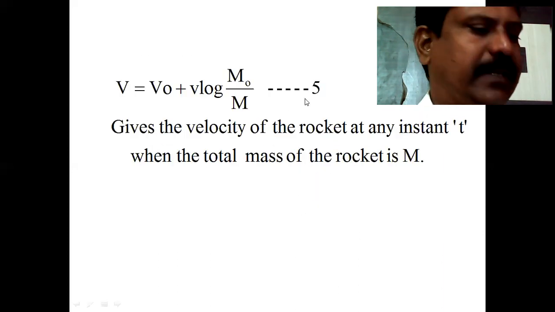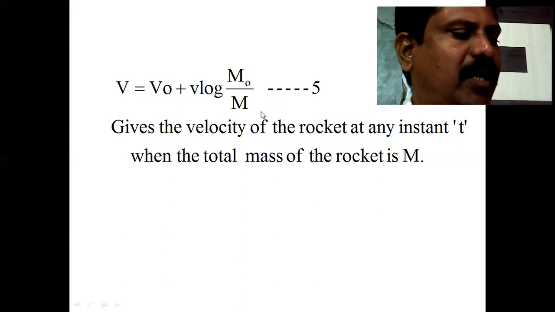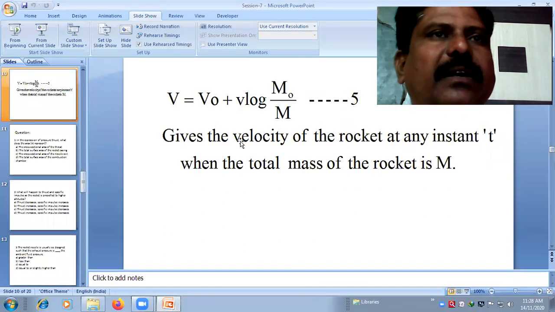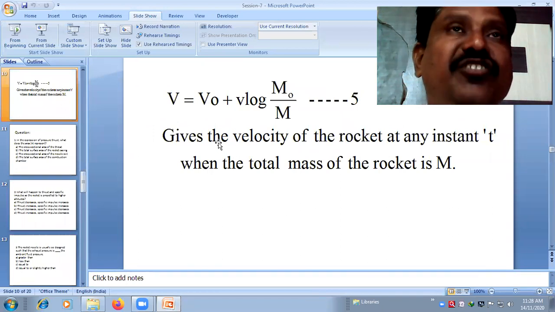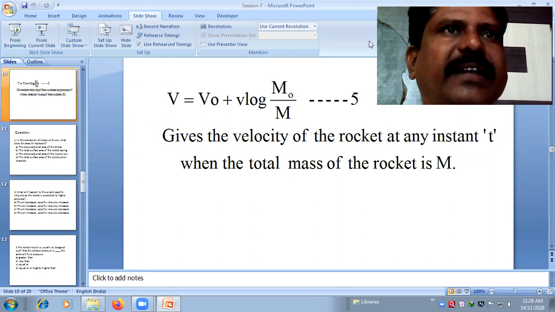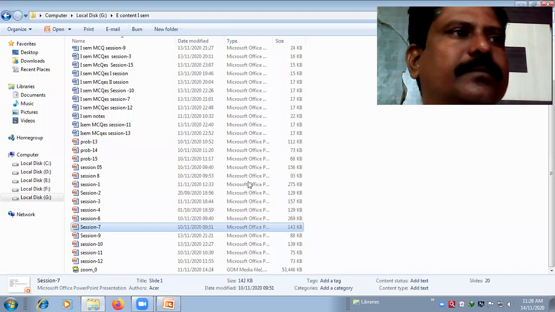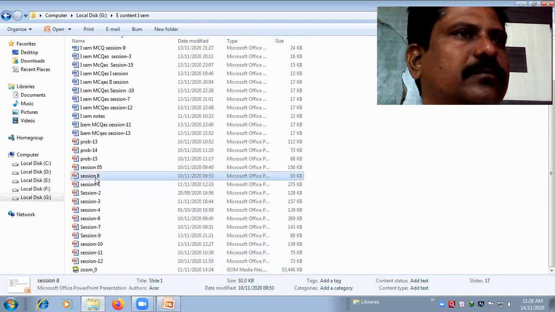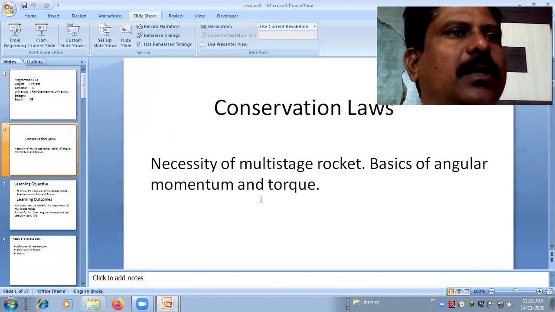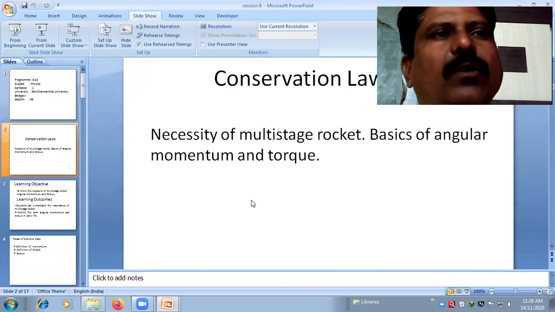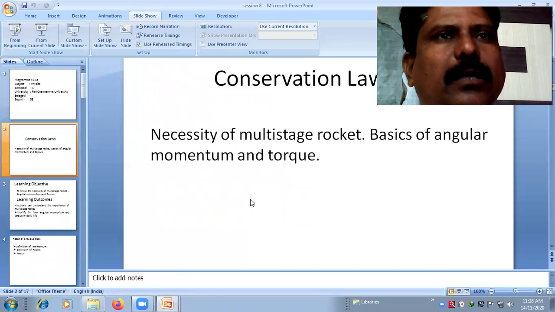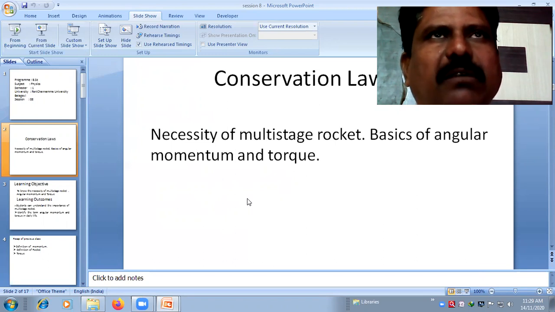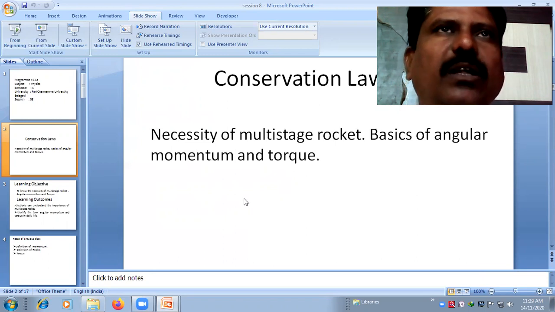Next, we'll discuss a rocket consisting of a number of engines. The rocket may contain a double stage or it may have three. Any number of engines can be constructed inside a rocket.